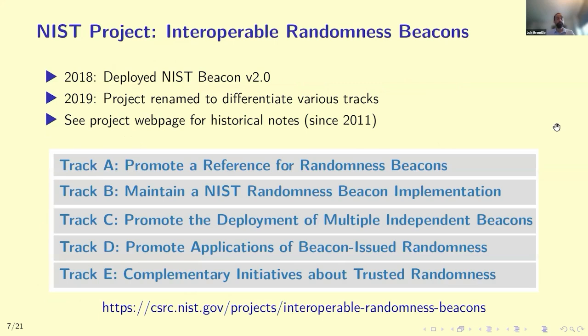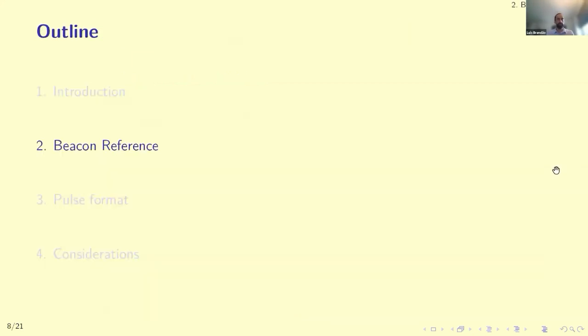Just for a brief overview, what this project attempts is to promote a reference for randomness beacons so that others can use that reference. We maintain a particular NIST beacon implementation. We promote the deployment of multiple independent beacons. We would like to promote applications of beacon issued randomness, and we also support complementary initiatives about trusted randomness, for example, certifiable quantum randomness. Okay, so this was a brief introduction about the project and the scope.